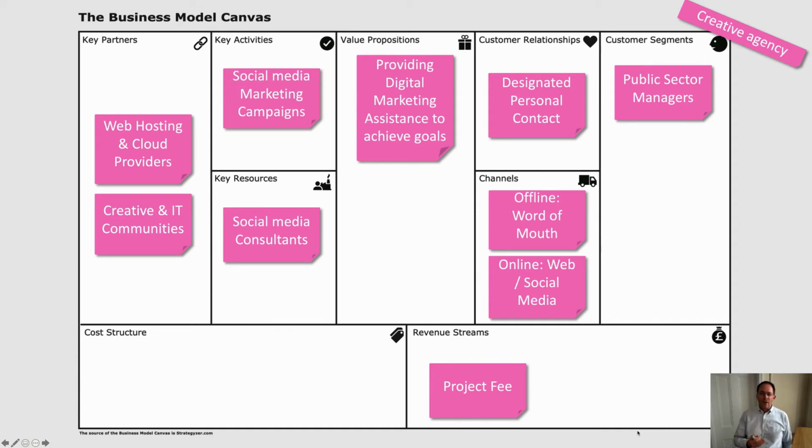So one of the things that clients, the public sector managers, are expecting is somebody who knows their stuff. Not just somebody who can put together a campaign, but actually somebody who knows what's happening in the market, knows what's happening tech-wise, products and services that are being developed, software, platforms that are going to keep delivering a service at the leading edge. So partners in the creative and IT communities are absolutely crucial for this business to keep ahead of the game.